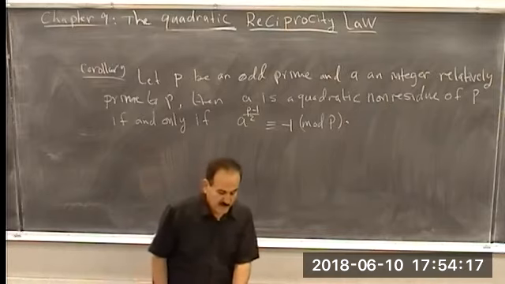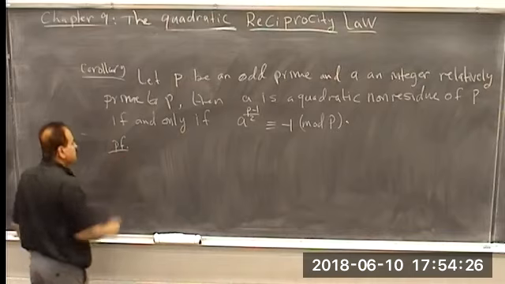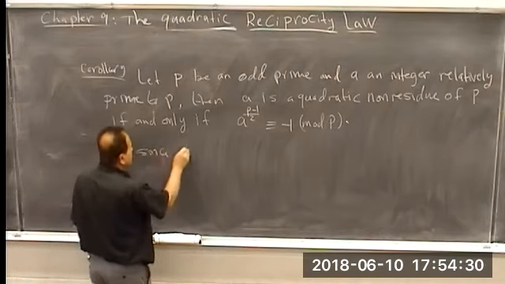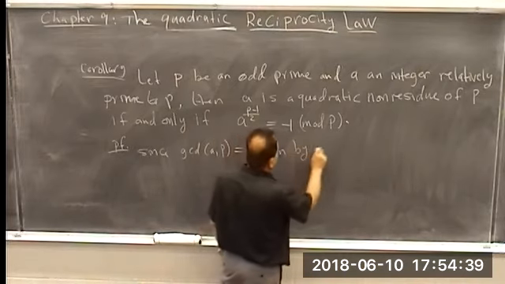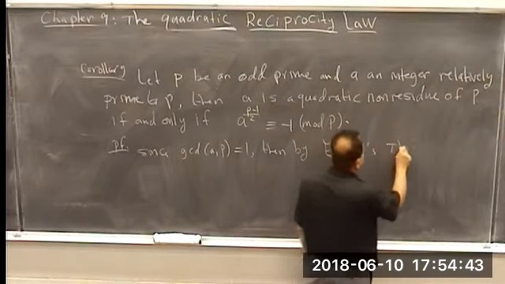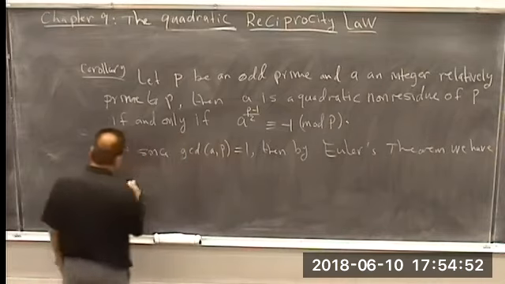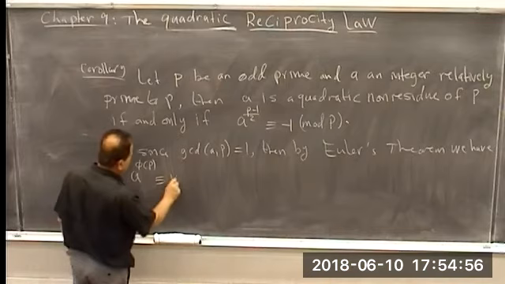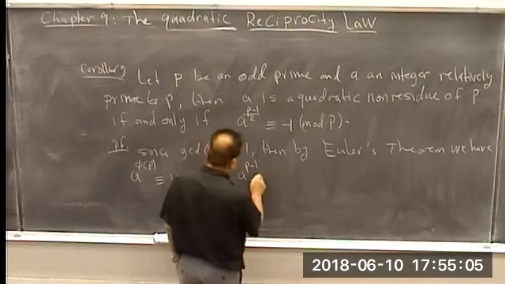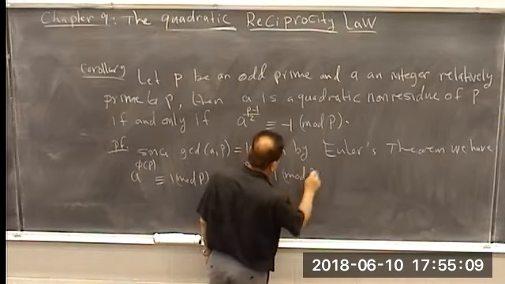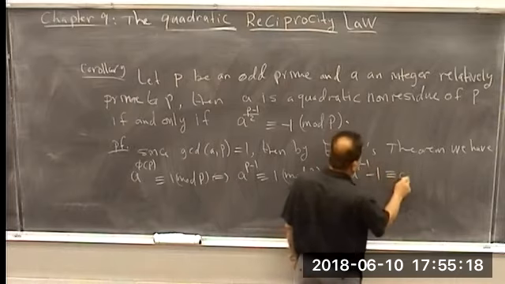So let's go ahead and actually prove this. Again, since the greatest common divisor of A and P is equal to 1, then by Euler's theorem, this congruence relation holds mod P, and this means A to the power P minus 1 is congruent to 1 mod P, and again this is equivalent to A to the power P minus 1 minus 1 congruent to 0 mod P.